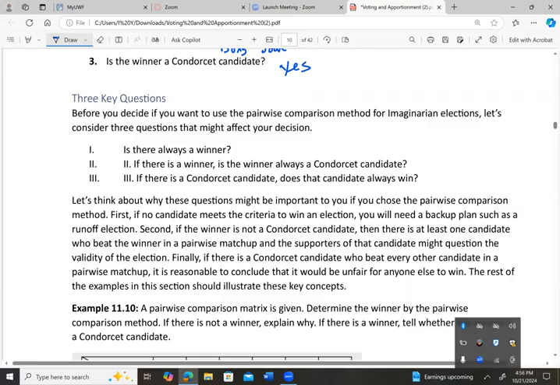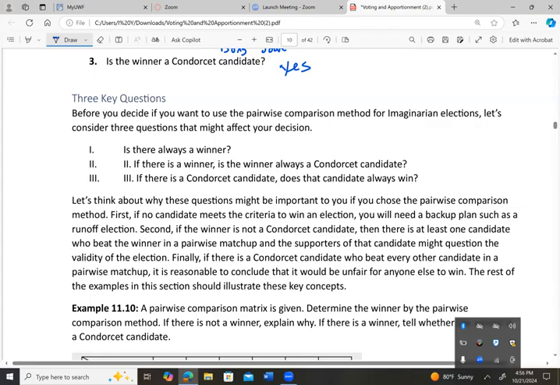Okay, so we have 3 key questions to keep in mind. Before you decide if you want to use the pairwise comparison method for imaginary elections, let's consider 3 questions that might affect your decision. Is there always a winner? If there is a winner, is the winner always a Condorcet candidate? And if there is a Condorcet candidate, does that candidate always win?